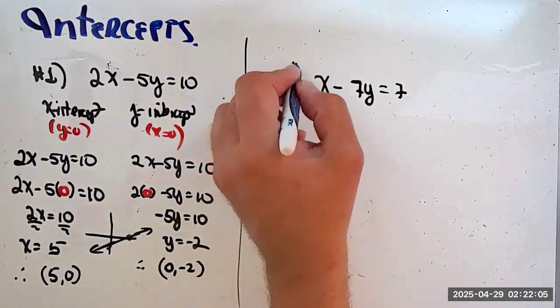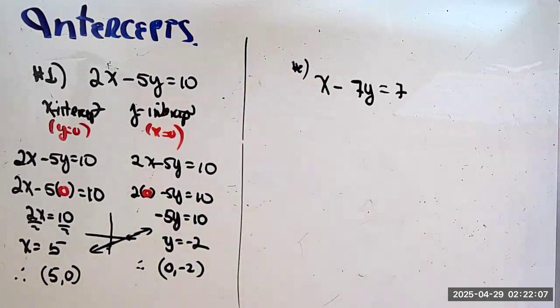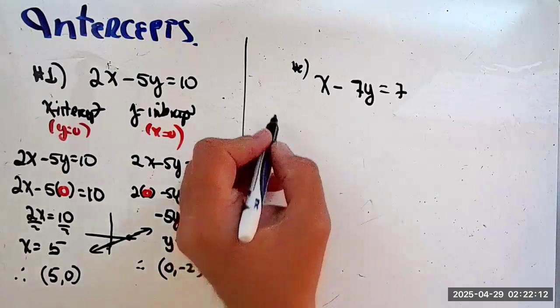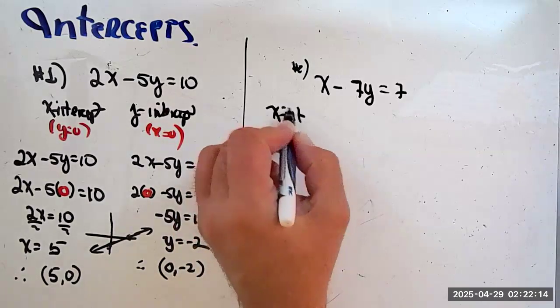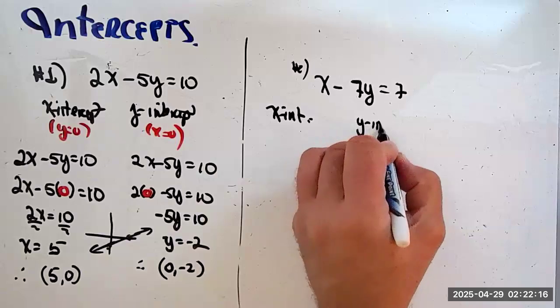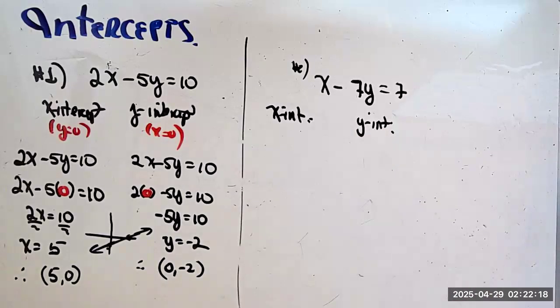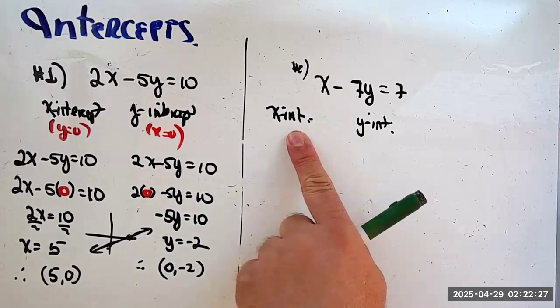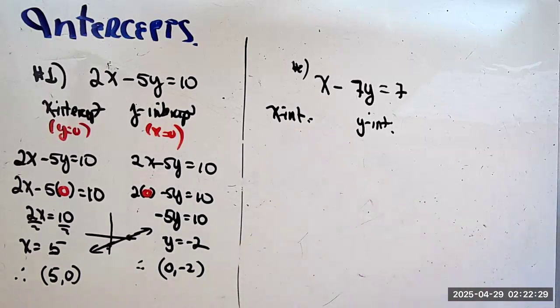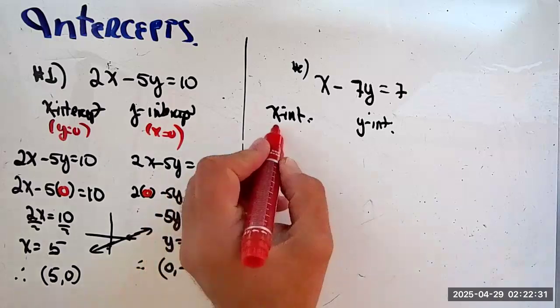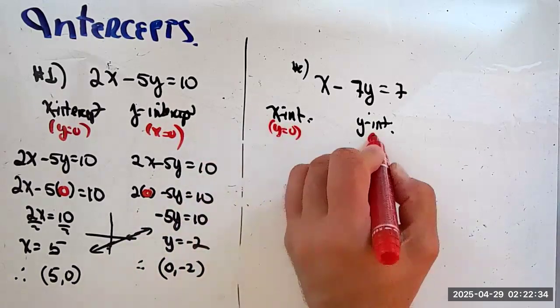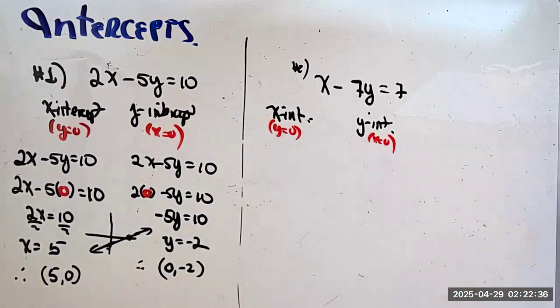Okay, let's try a second example. Very similar. We're going to have again the x-intercept and the y-intercept. I'm going to try something different this time. Hopefully you're very visual. So how do I find the x-intercept? We make y equals 0, and for the y-intercept, x equals 0.